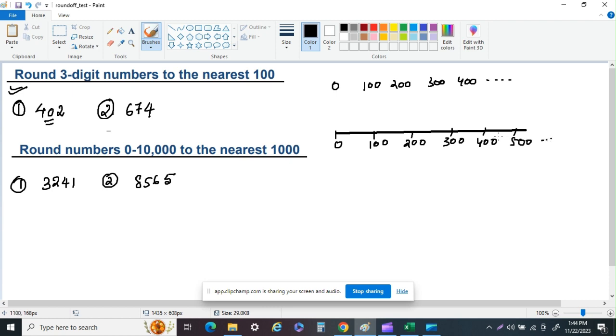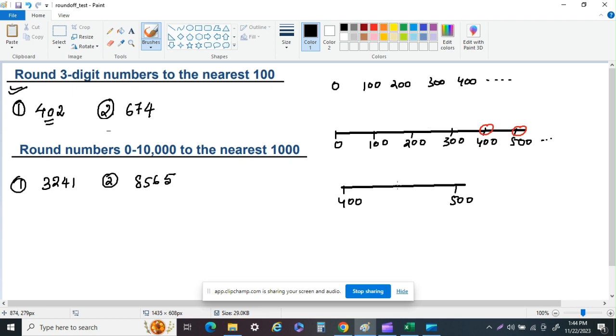Now, the next step is: 402 lies between which two hundreds? And that is very easy to say. It falls between 400 and 500. So we are just going to expand this portion, 400 and 500. I'm going to draw the number line once again. So you have 400 here and 500 here. Now, the next step is to understand which number 402 falls closer to. Is it 400 or 500?